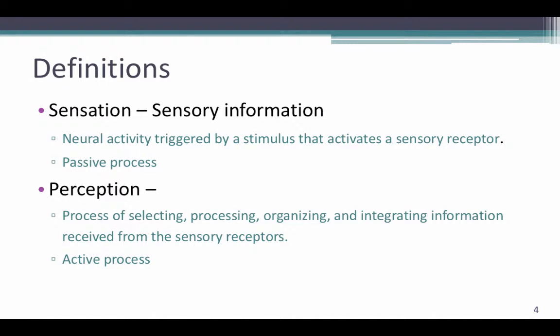We need to establish some definitions that differentiate sensation from perception. Sensation is sensory information that causes neural activity triggered by a stimulus that activated a sensory response, and is a passive process. Perception, on the other hand, is the process of selecting, processing, organizing, and integrating information received from the sensory receptors and is a more active process. So sensation is the information and it's passive, and perception is selecting and processing this information, which is active.